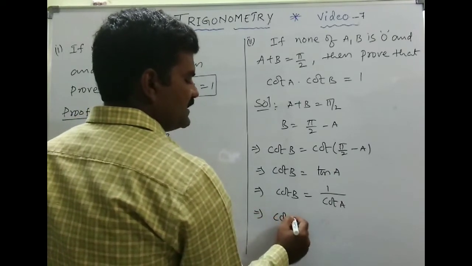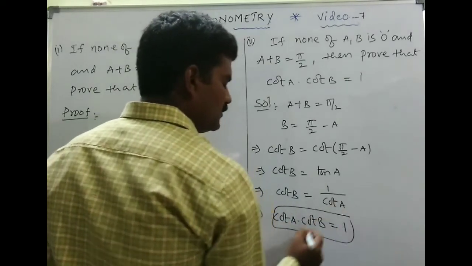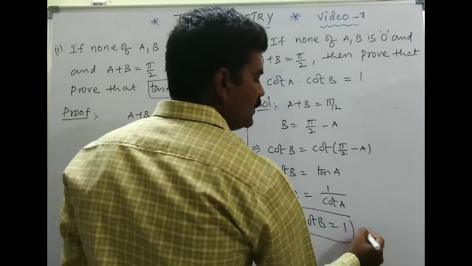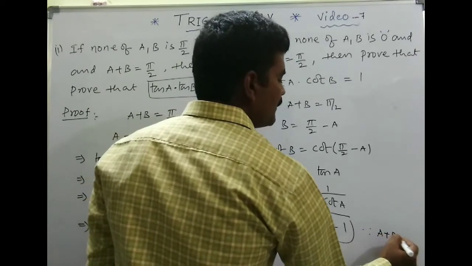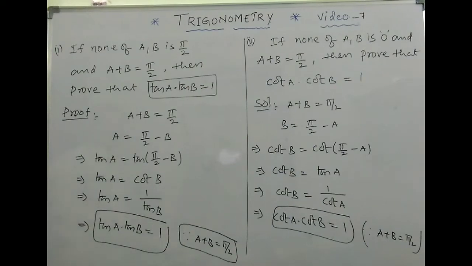On cross multiplication, cot A into cot B is equal to 1, which is not always true, my dear. Only when the sum of the angles is 90. This is the thing you need to remember first of all. Don't think that tan A into tan B is always 1. No, only when A plus B is equal to 90. If the angles are complementary, I mean the sum of the angles is 90, then tan A into tan B is 1, as well as cot A into cot B is also 1.